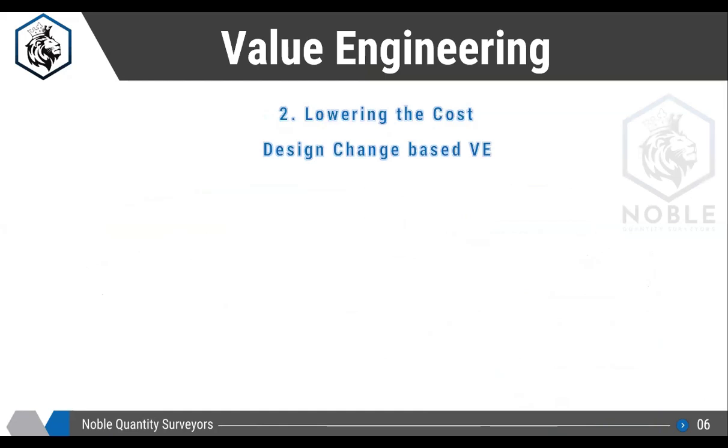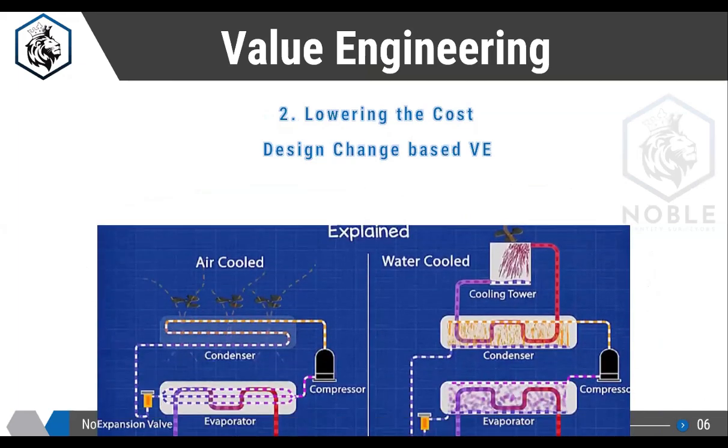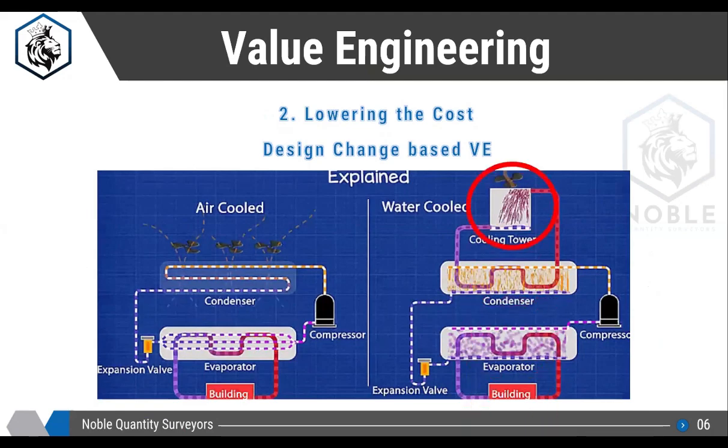For lowering the cost, the first thing is design change based value engineering. There are so many types of value engineering you can do. The first one is design change based value engineering. In this photo, you can see there are two types of chillers. The first one is the water cooled chiller. The other one is the air cooled chiller.